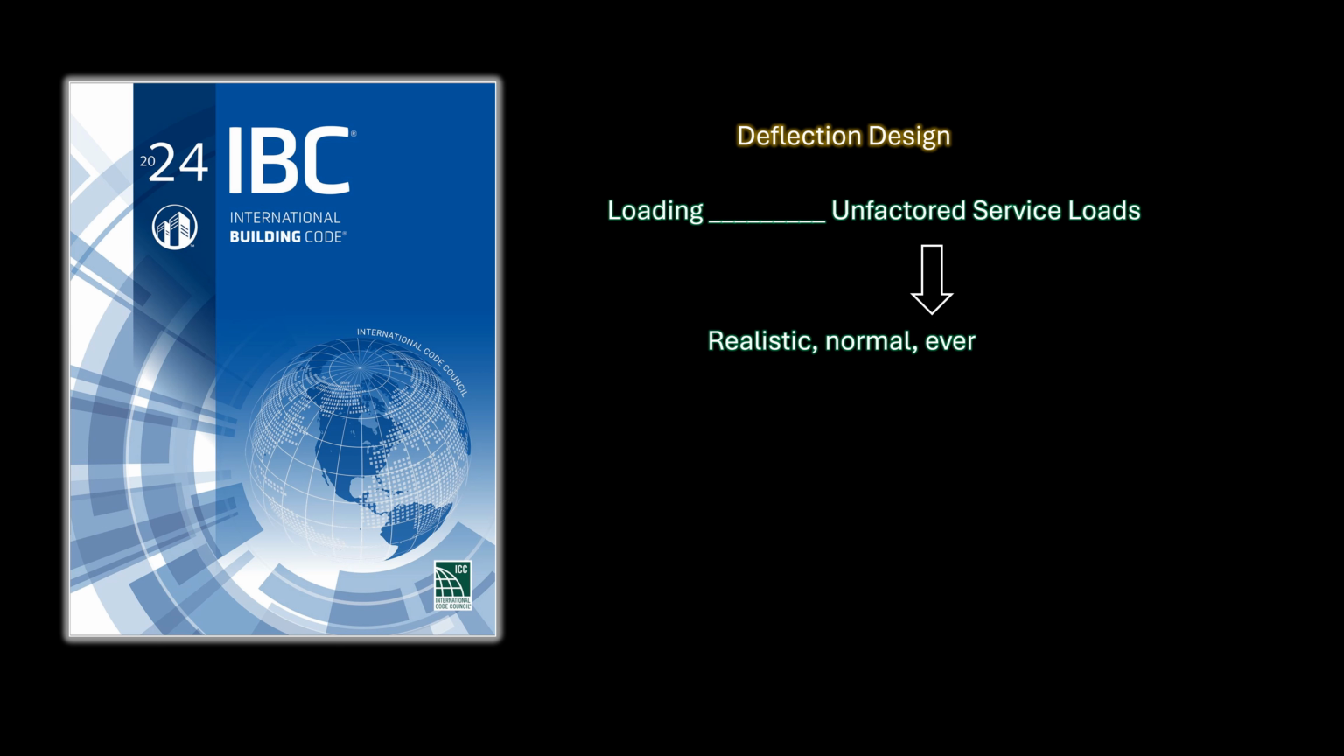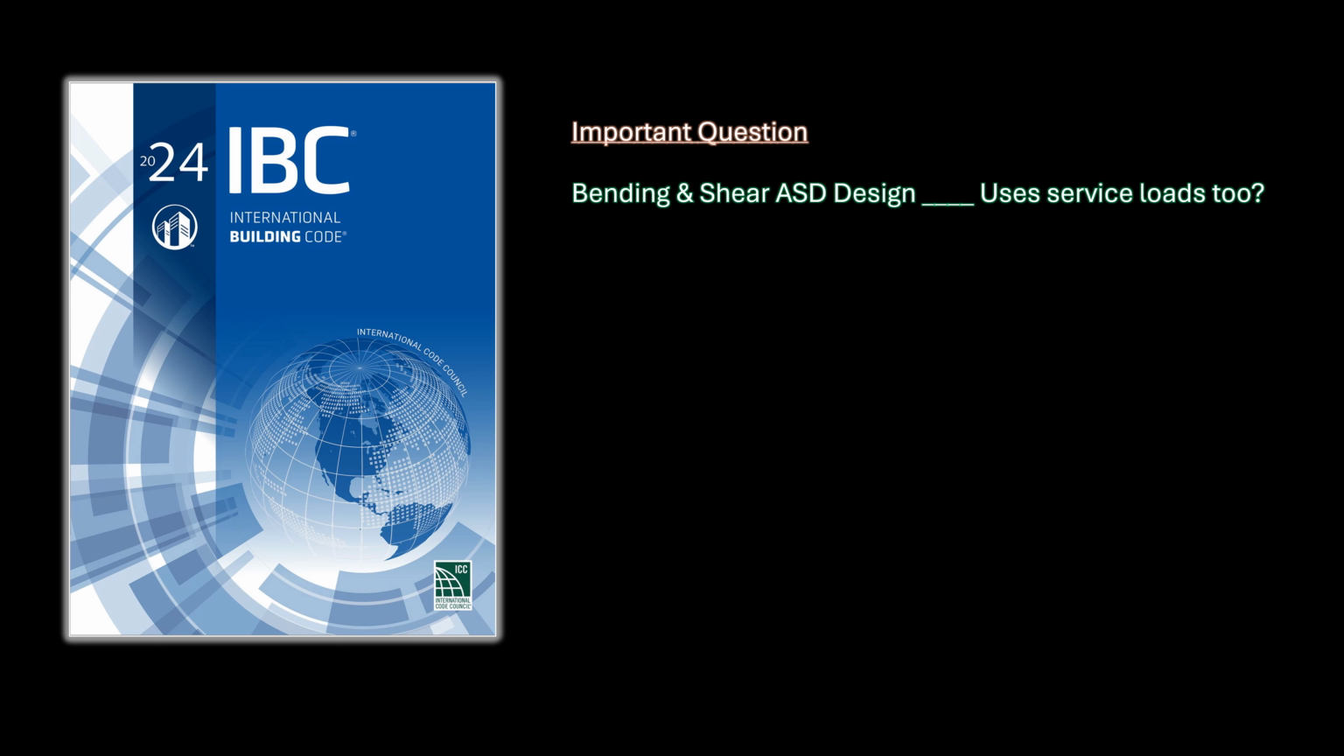Since deflection is not a safety issue, the design against excessive deflections uses unfactored service loads. These are the realistic loads that the structure experiences during normal, everyday use, rather than the amplified loads used for strength design. One important question that may come up at this point is associated with the fact that bending and shear design, which are strength or safety design concerns, also use service loads under the allowable stress methodology just like deflection design. Where does the difference lie when we compare bending or shear design using service loads and deflection design using service loads?